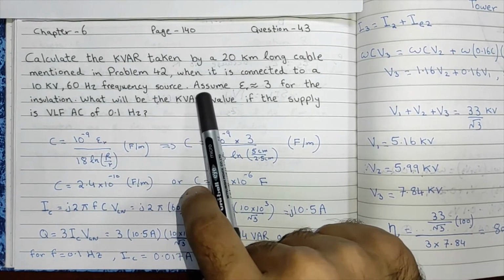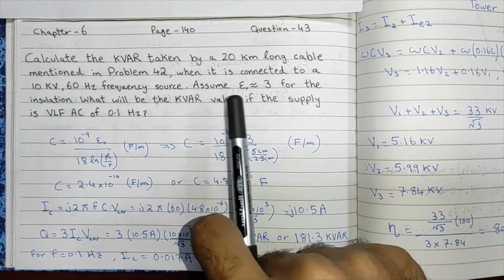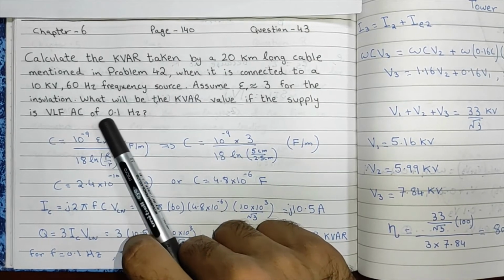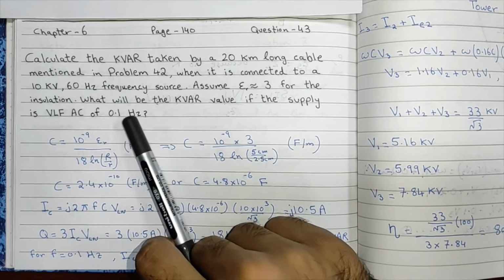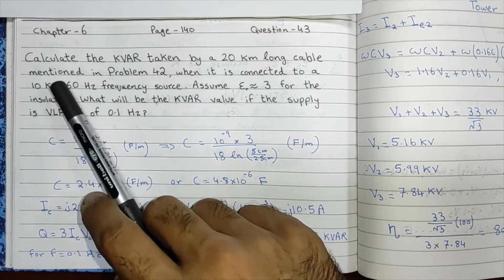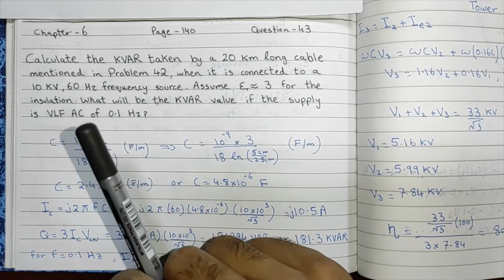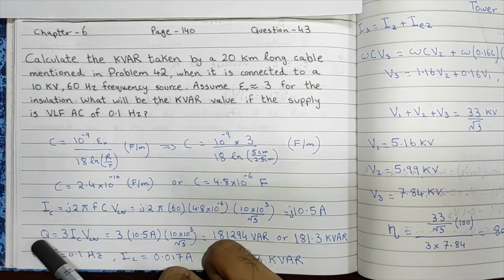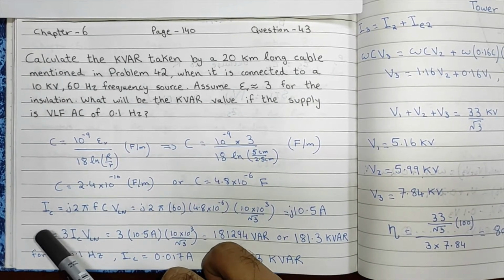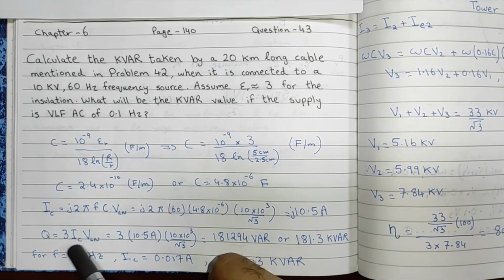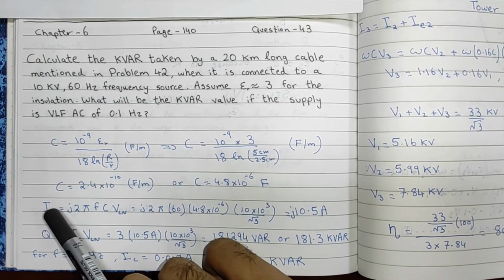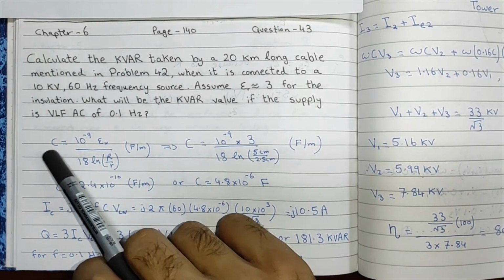What will be the kVAR, or the reactive power value, if the supply is very low frequency AC of 0.1 hertz? So in the second part of the question, all you have to do is just replace the 60 hertz with 0.1 hertz. To calculate the reactive power, we actually need the charging current in its formula. And to calculate the charging current, we actually need the capacitance of the conductor.